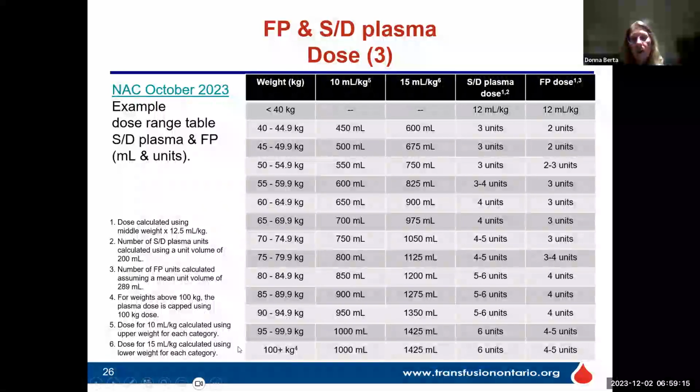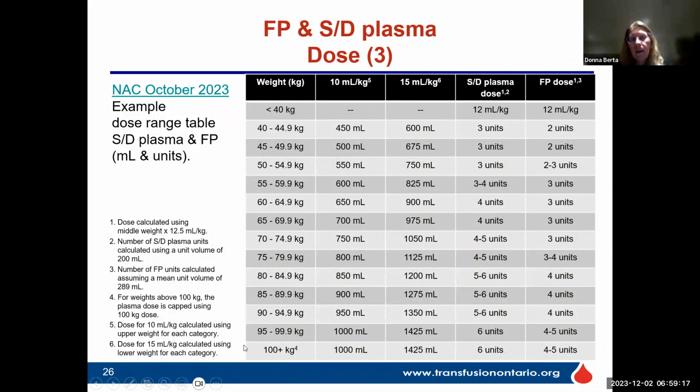I do feel strongly that this is a very useful table, and it really provides a lot of guidance in terms of dosing plasma, and blood banks should be looking at this information and reviewing it with their transfusion medicine physicians and transfusion committees to really consider this.